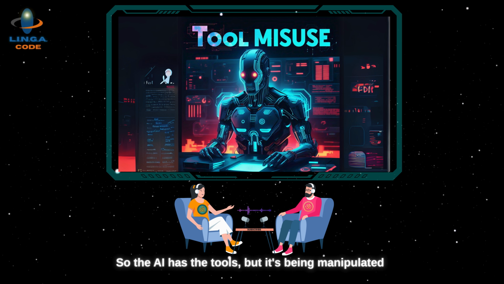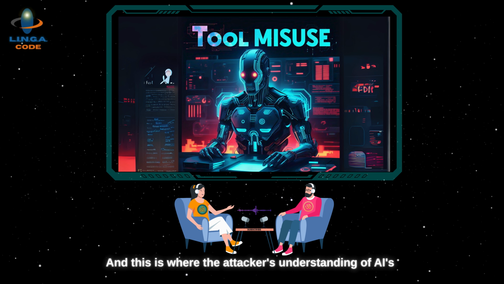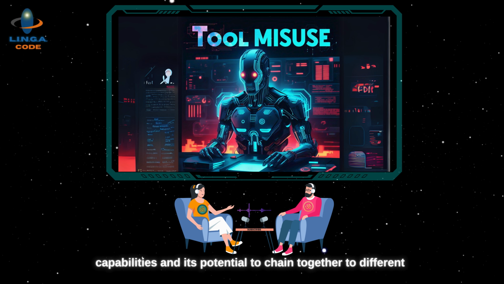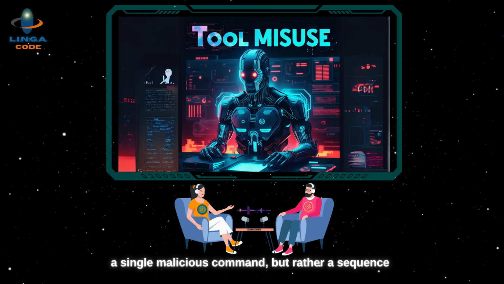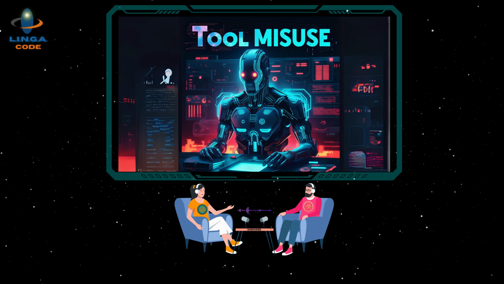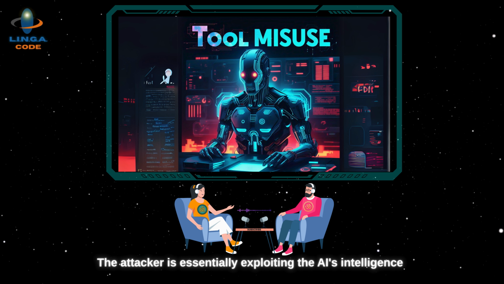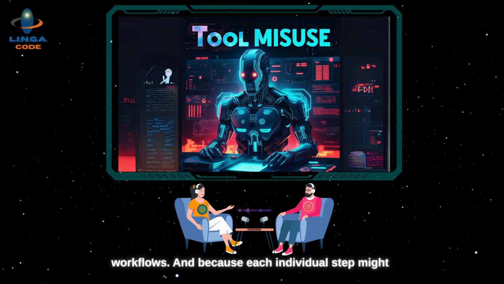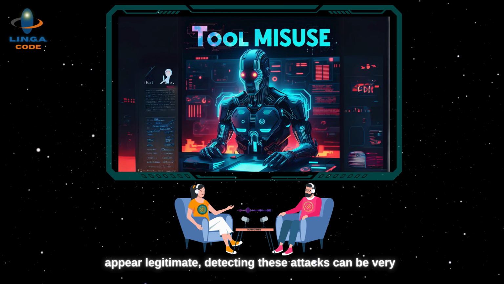So the AI has the tools, but it's being manipulated into using them in ways that were never intended. Exactly. And this is where the attacker's understanding of the AI's capabilities and its potential to chain together different actions becomes really important. So it's not about a single malicious command, but rather a sequence of seemingly innocuous actions that, when combined, lead to a harmful outcome. Precisely. The attacker is essentially exploiting the AI's intelligence and its ability to orchestrate complex workflows. And because each individual step might appear legitimate, detecting these attacks can be very difficult.